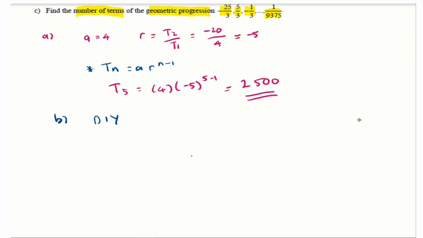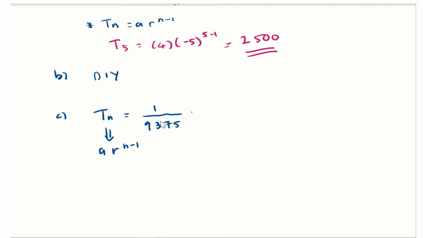Okay, let's say the last term is represented as Tn. Let's say Tn equals 1 over 9375. And then we are going to use the formula Tn, which is A multiplied by R to the power of n minus 1. Then we substitute our A from the given sequence. A is negative 25 over 3. And then the common ratio is T2 divided by T1.